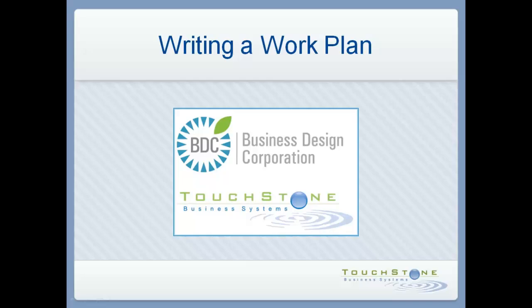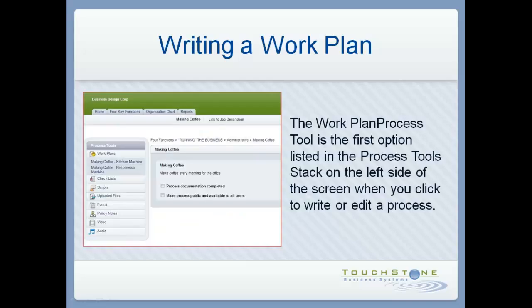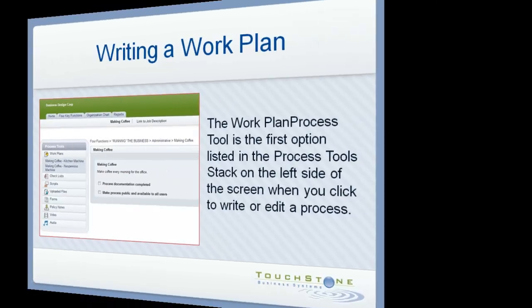In this tutorial, we are going to discuss the process tool called work plans and how to write a work plan. When you click to add or edit a process, you'll find the work plan process tool in the process tool stack on the left side of the screen. It is the first option listed. Every process needs a work plan. That is almost always where you will start the systems writing process.